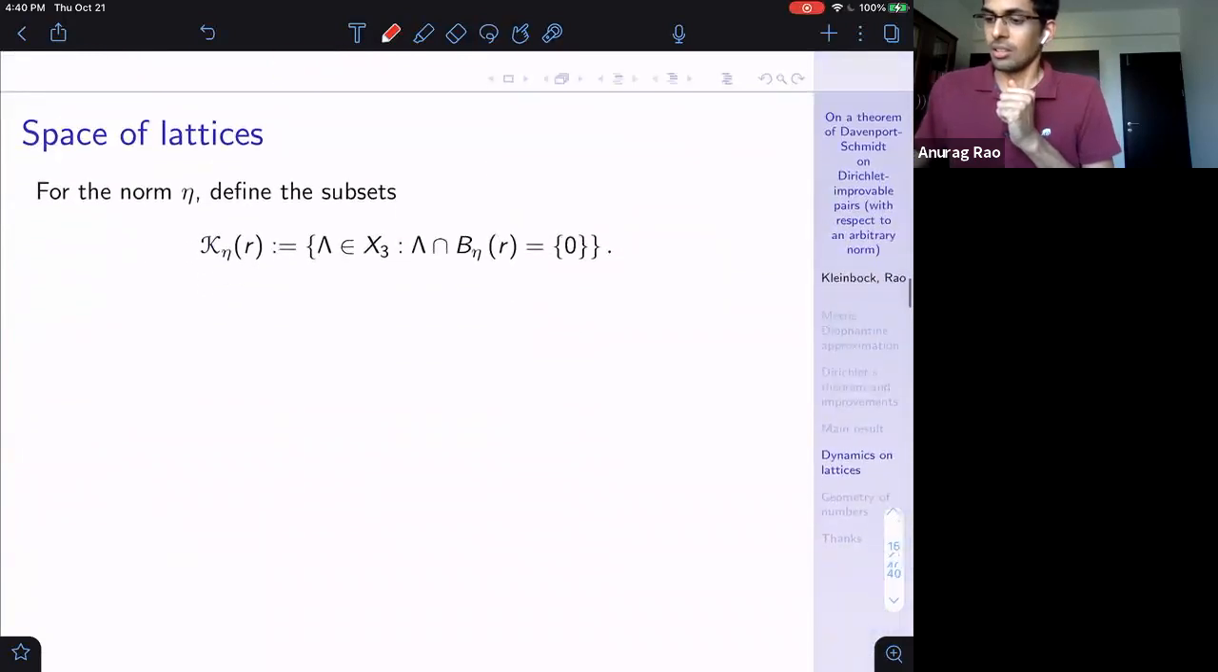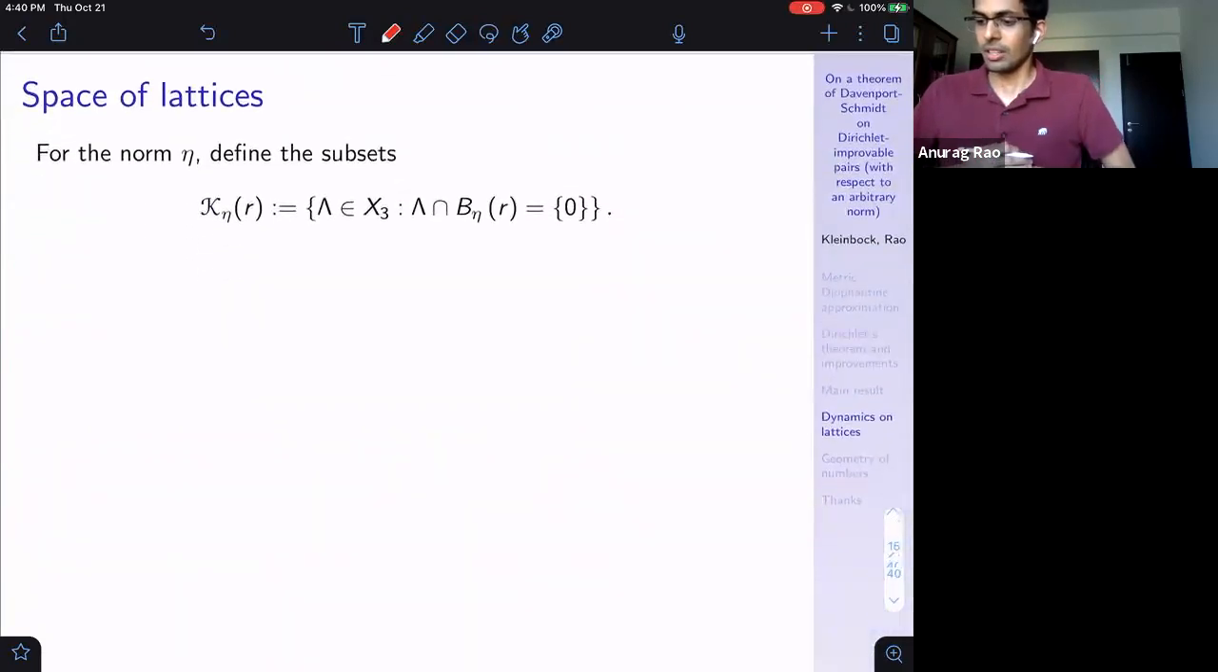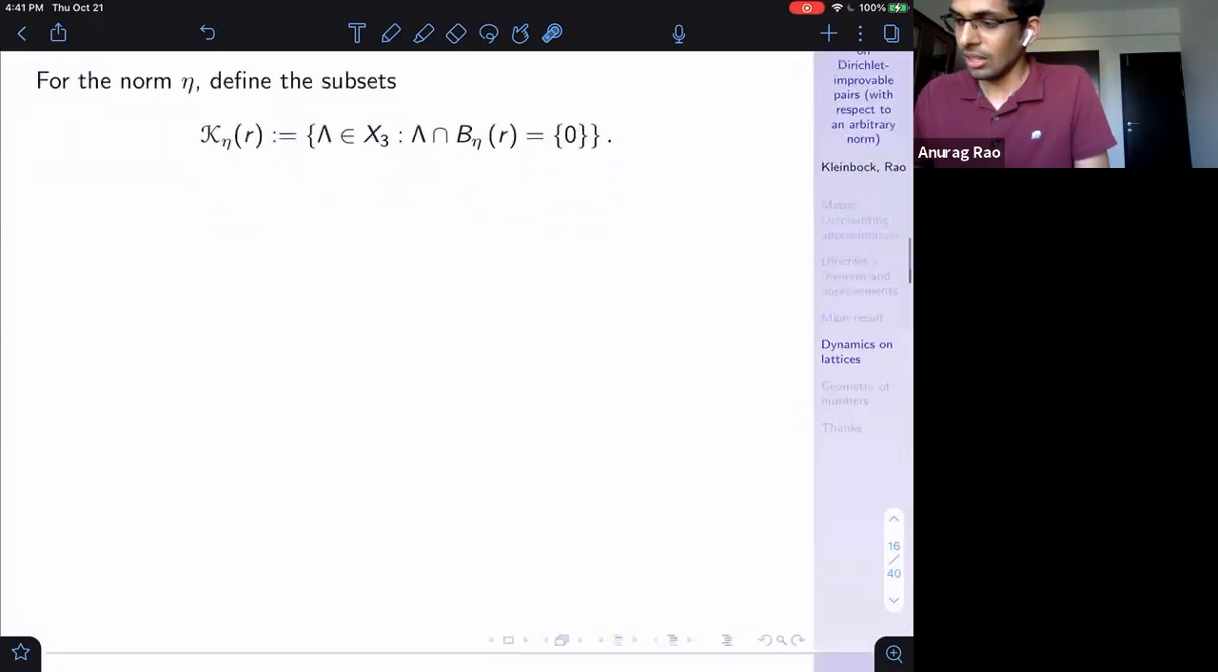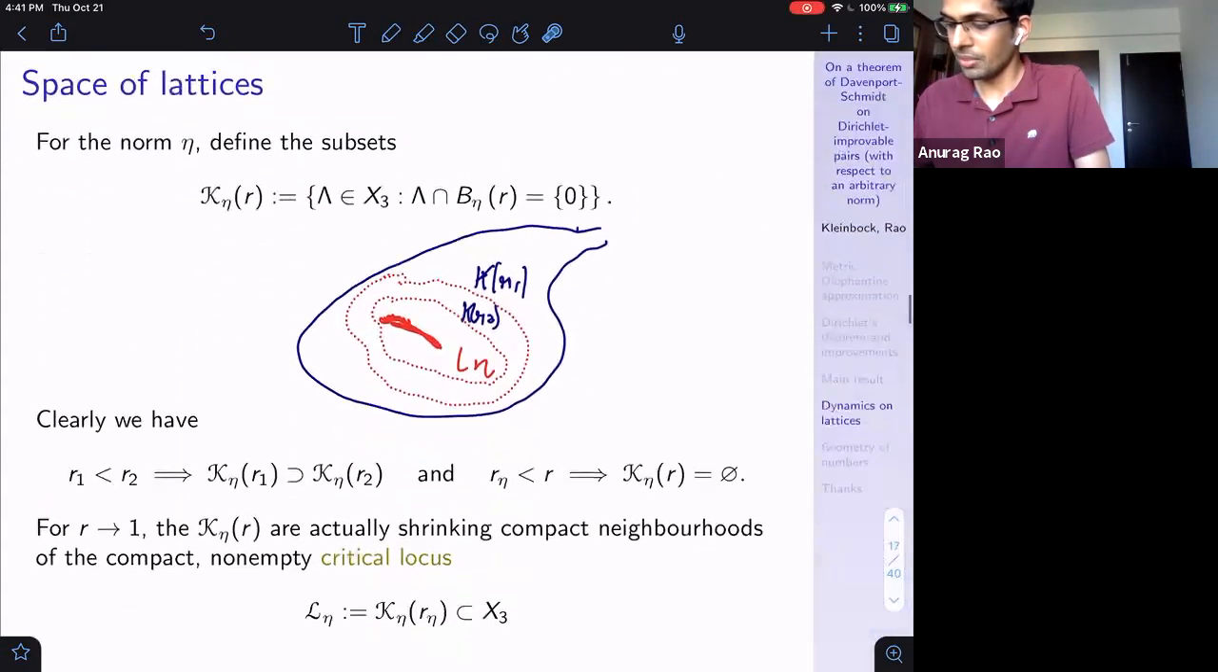In the space of lattices, for the norm eta, I'm going to define the subsets K eta R, the set of lattices which avoid B eta R. Somehow this is related to Dirichlet improvability because of the condition we had before. So I'm going to define these subsets. Let's think about these subsets a little.